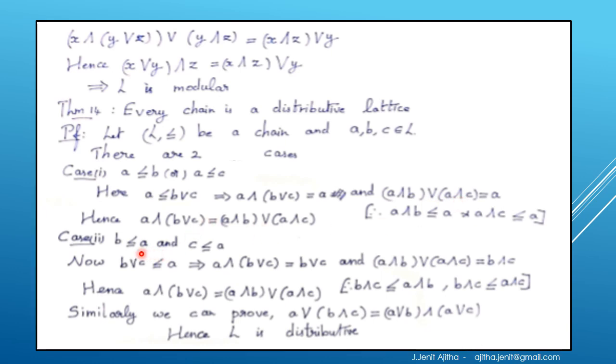Now, the second case. B is less than or equal to A and C is less than or equal to A. And here, we'll just get the reverse process. So the upper bound for B and C is less than or equal to A. And by a similar argument, we can arrive at the distributive equation. So L is distributive. So now we have proved that L is a distributive lattice.